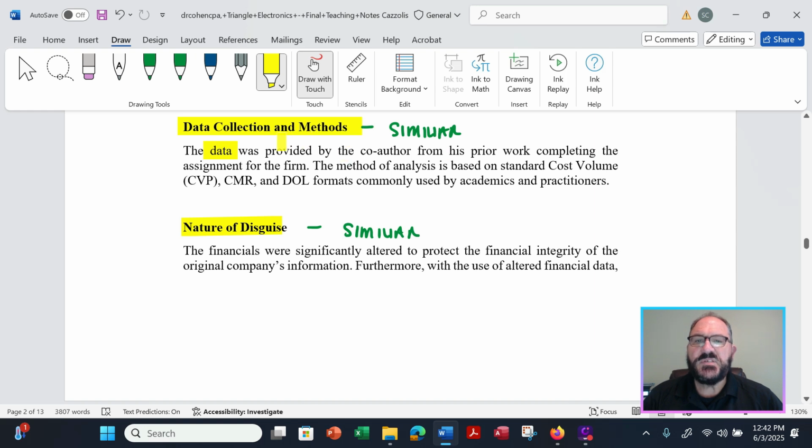Data collection and methods. Again, it's going to be similar. So we did have data here that was provided. And again, the data and the nature of the disguise, both of these are going to be similar to what you see here. The numbers are not exact, but they represent the relationship. Okay? So those numbers are not exactly what they were when this actually occurred, but they're very close. They held the same relationship. Okay, so you're going to have to adjust those as well.